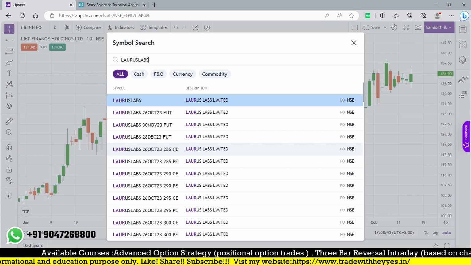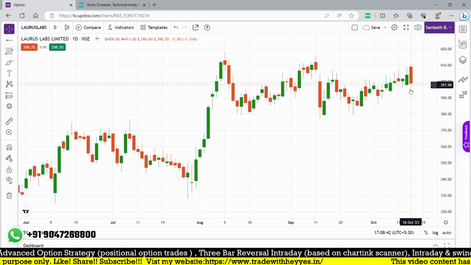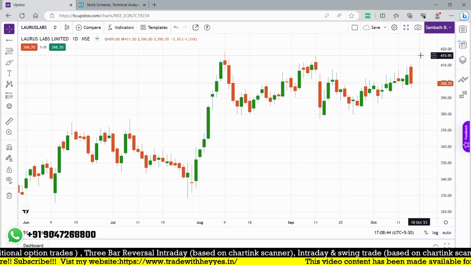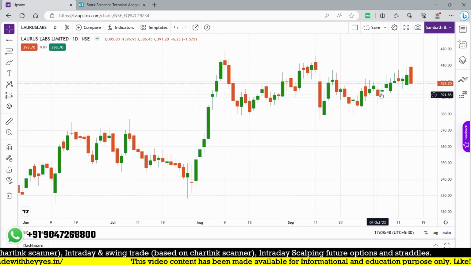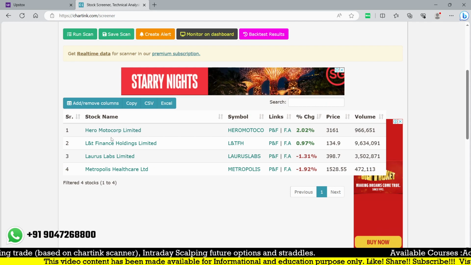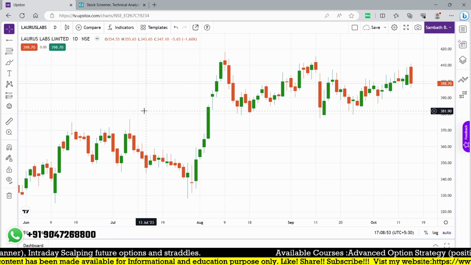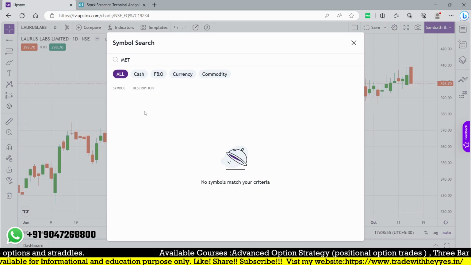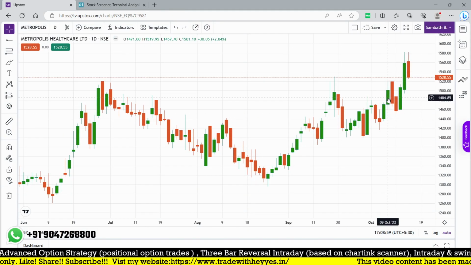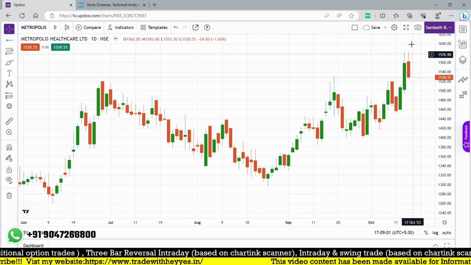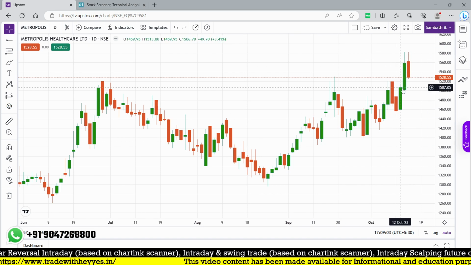So Laurus Labs, it was a down candle, but it is even a big one. So we are looking for a move above this high. The previous high is there, and it's down, so it has an opportunity. Okay, so that we filter. Metropolis, what is happening? This is also a red candle. We are looking for bullish stocks only. Okay, it is a negative day.